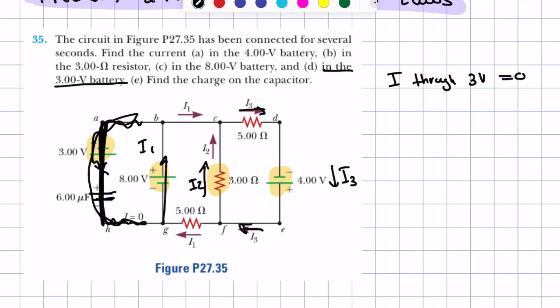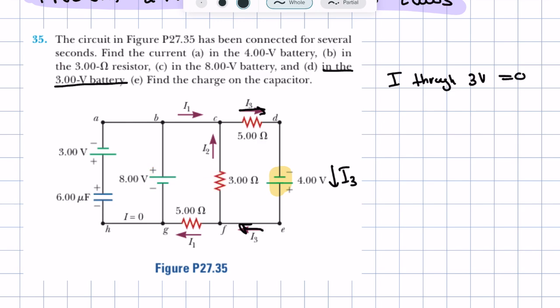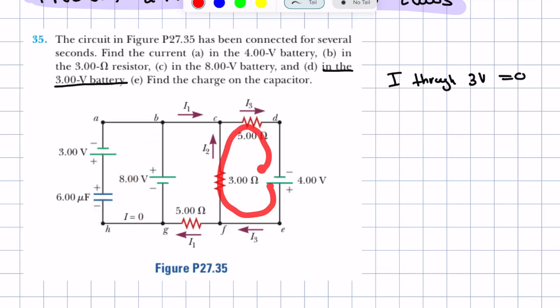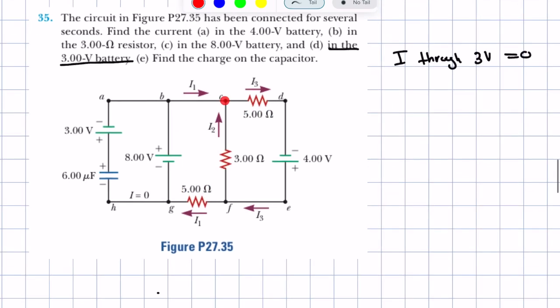To do that, we're going to use both Kirchhoff's loop rule and junction rule. So let's start off with the loop rule. And we can only make 2 loops here. Like this loop is not going to give us any information. So we're going to use this loop and we're going to use this loop. And then we notice here that this junction combines I1, I2, and I3. So we're going to use that to figure out what I1, I2, and I3 are.